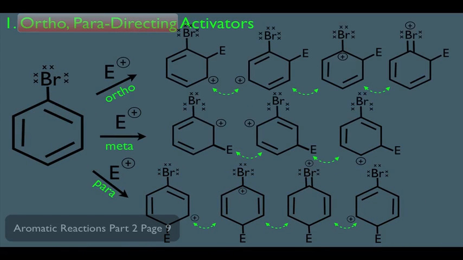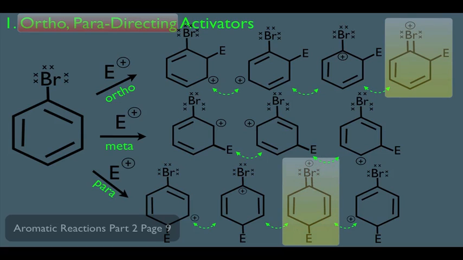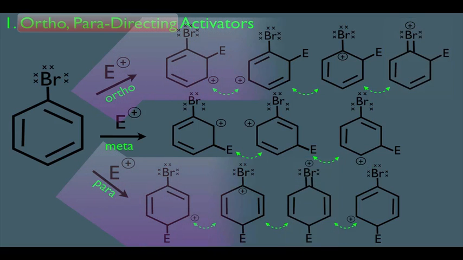Under ortho attack, we get 4 resonance structures and something relatively stable. Under meta attack, we only get 3 resonance structures, no relatively stable structure. And for para attack, we get the same thing that we would get with ortho attack. So therefore, adding an electrophile to a benzene ring that has a halogen on it is going to prefer to go down either an ortho or a para pathway.